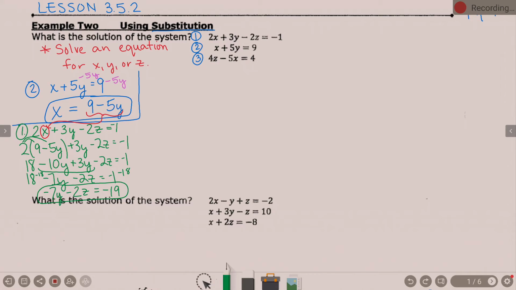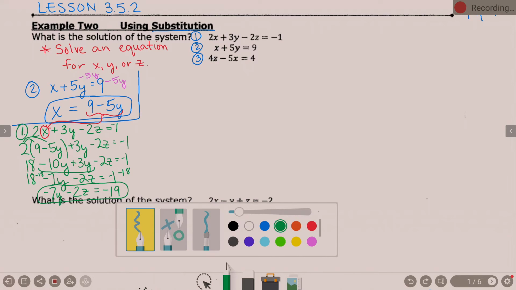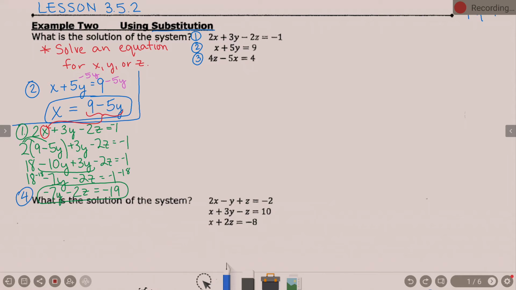Remember we were doing this last week? Okay, I'm going to call this equation 4. Now, equation 4 has a y and a z in it, right? I want to get another equation with a y and a z in it. So, in order to do that, we're going to repeat the process we just did.